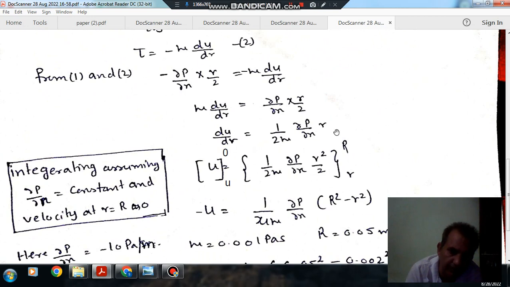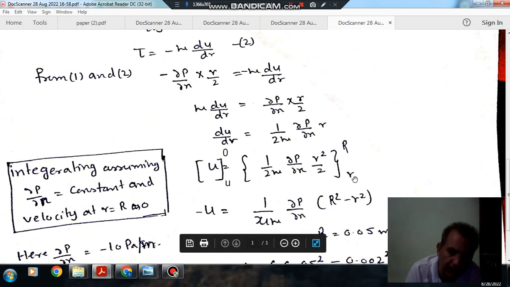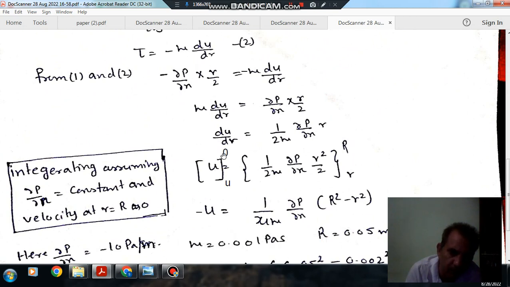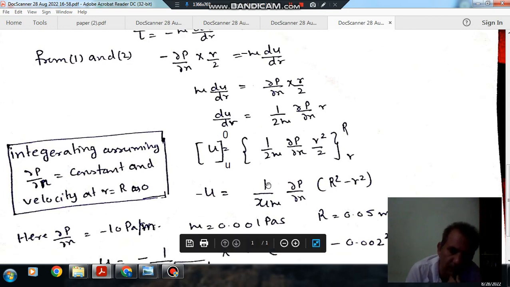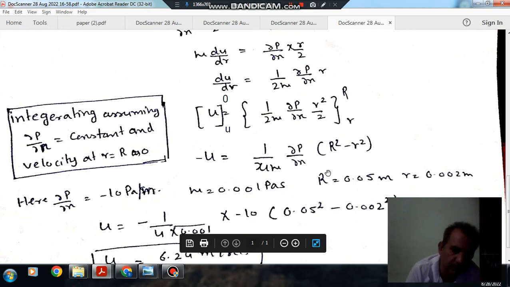So the velocity at capital R is 0 and the velocity at small r is u. The integration of du will be u, and for 1 by 2 mu ∂P/∂x r, this is a constant quantity, so the integration will be r square by 2. The limits are capital R to r, and here the limits are 0 to u. So we have minus u is equal to 1 by 4 mu ∂P/∂x into (R square minus r square).